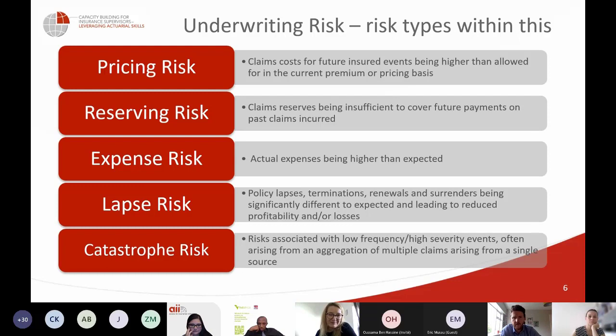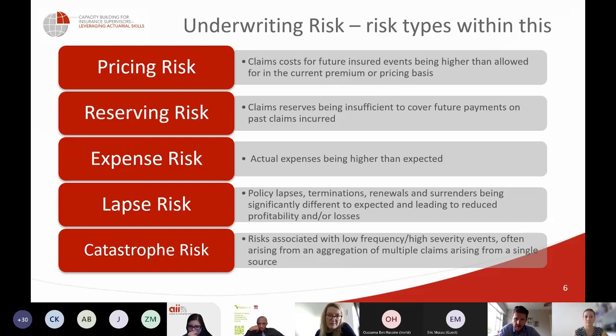So we had covered many of these. Pricing risk, there was a pure definition for pricing risk. So it's basically where the claims costs for future insured events are higher than they're allowed for in the premium. That's a very clean, solid definition, so we can work from that. Reserving is where reserves are insufficient to cover future payments on claims that have already happened. So events have happened, and you're putting aside a certain amount of money, and will you have enough money to cover that? And the risk is that you won't. Expense risk is expenses being higher than expected.